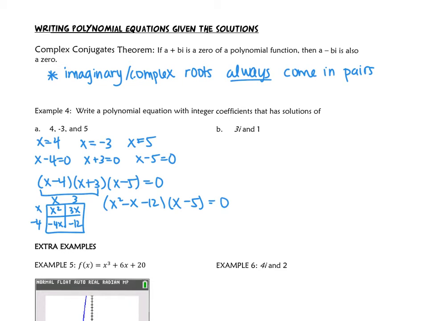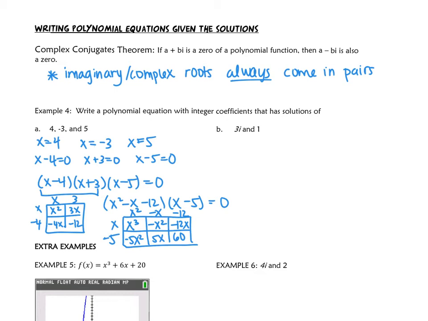Don't forget you still have that x minus 5. So there is another multiplication we need to do. Again, I like the box or the table. If you want to FOIL or do the arcs, you can. So this is x squared minus x minus 12. So we get x cubed, negative x squared, negative 12x, negative 5x squared, positive 5x, and positive 60.